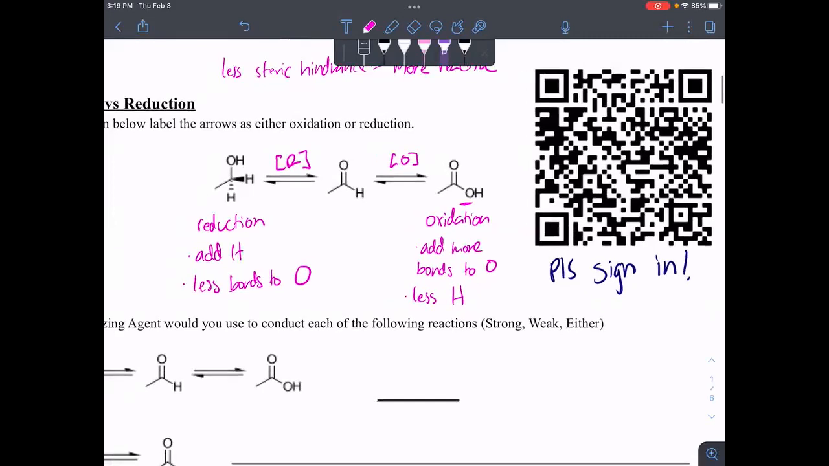And that's it. I don't know about you guys, but I have like trauma from Gen Chem oxidation reduction reactions. So when I got to this class, I was so grateful that this was all there was to it.